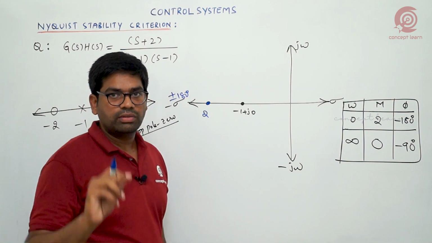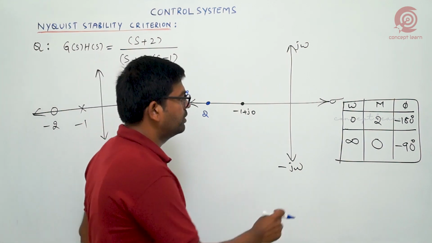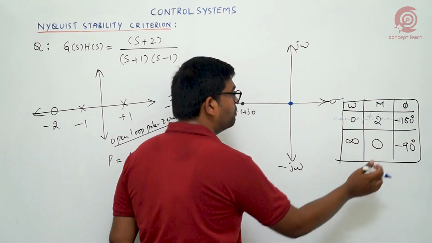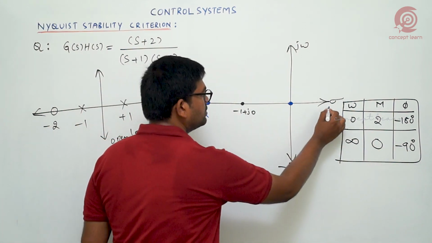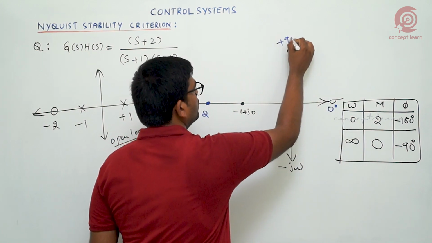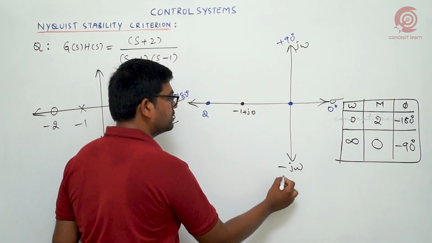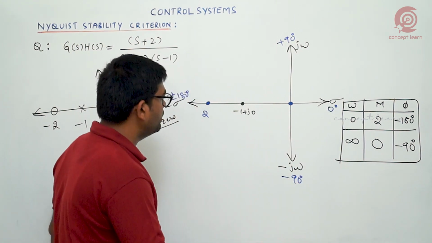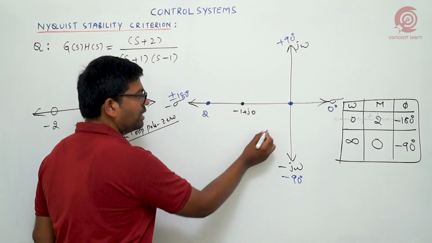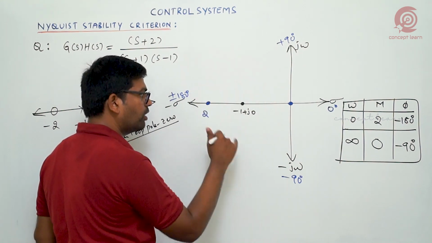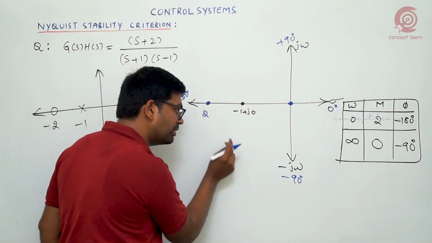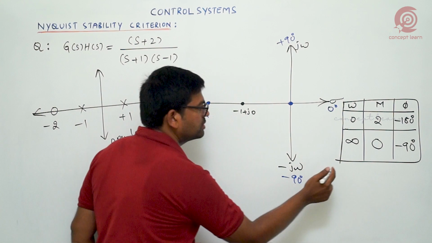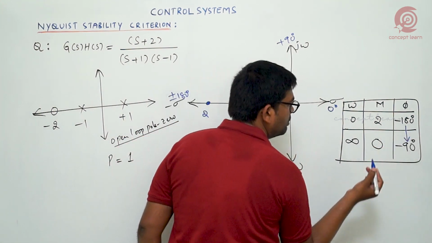Now, if you look at that ending point, what is the magnitude? 0. But the phase angle is how much? Minus 90. Okay, this is 0 at minus 90. Magnitude is 0 and phase angle is minus 90, so how do we need to connect these points, either the upper part or the lower part? Definitely it must be the lower side, because the phase angle goes from minus 180 to minus 90.